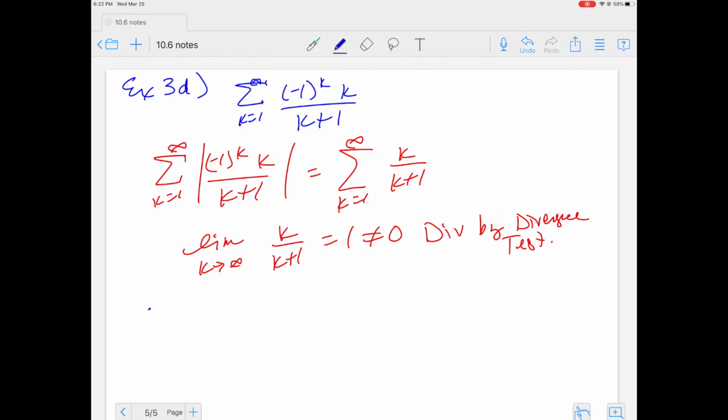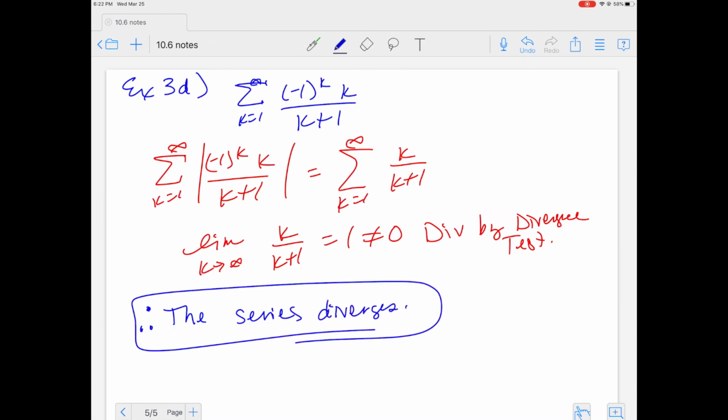Therefore, the series diverges. Good. So if you're doing the divergence test, then you're finished. There's nothing else you can pull off from that. All right, cool. Alternating series test. Look at us building up our series tests.